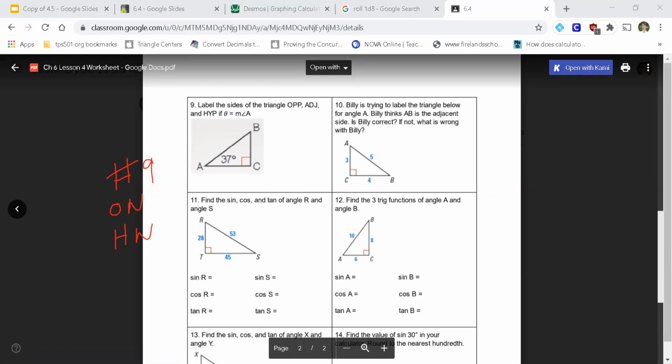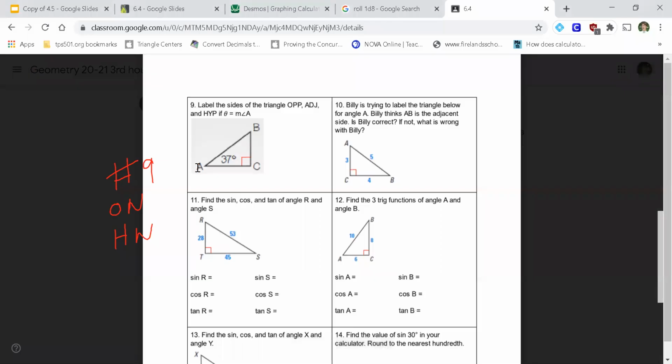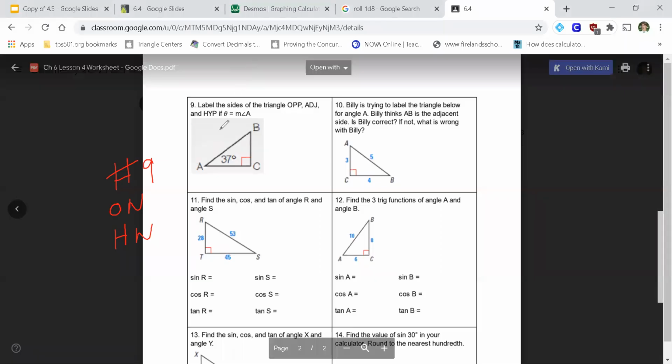Okay, so can anyone tell me, let's start with AB. AB here, this side right here. Is that the opposite, adjacent, or hypotenuse? That's the hypotenuse. Why is it the hypotenuse? It's opposite the 90. So if you're doing this in Kami, you could just write your answer like that. If you are a fan of Google Docs, just type in AB equals hypotenuse.